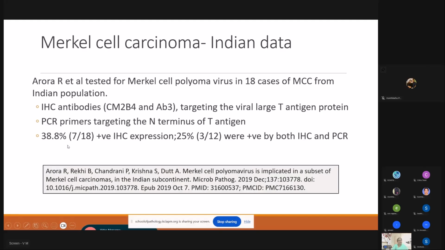Now look at the data that they have got. Only IHC was positive in around 38% of the cases, while only 25% of the cases were positive both by IHC and PCR. That means to say more than 50% of the cases are not linked to the virus, the Merkel cell polyoma virus.